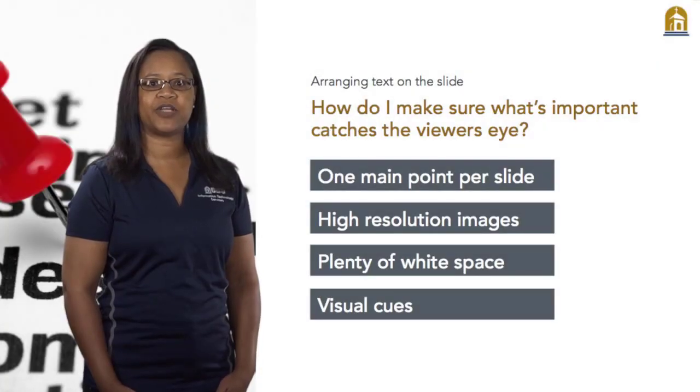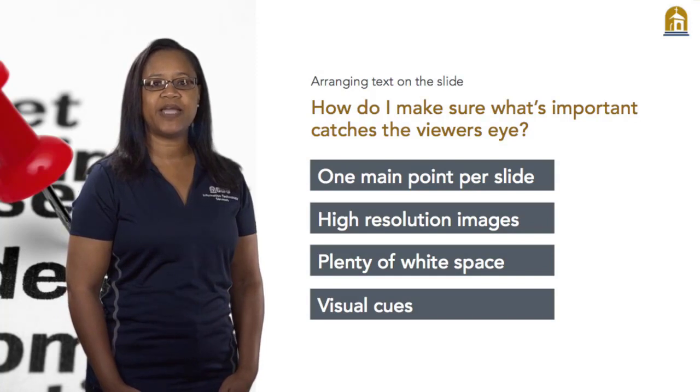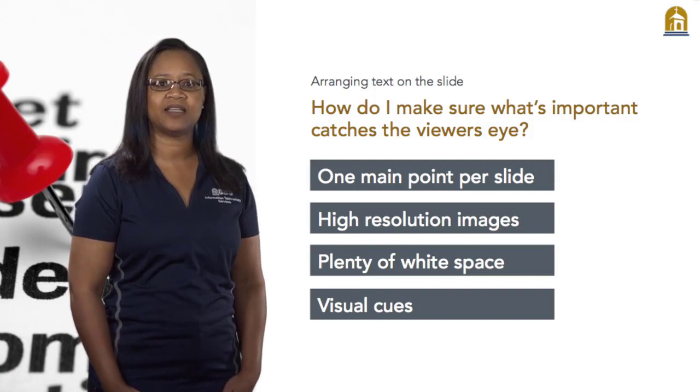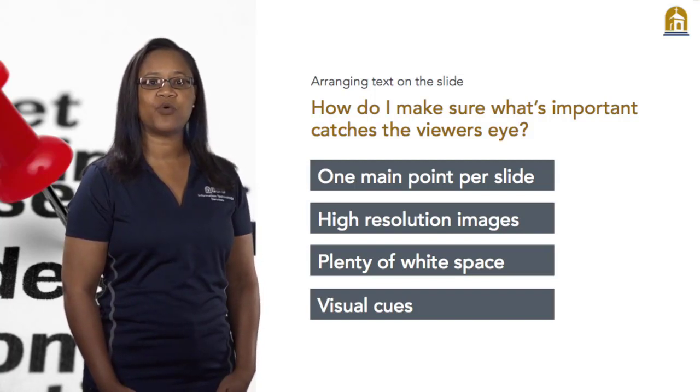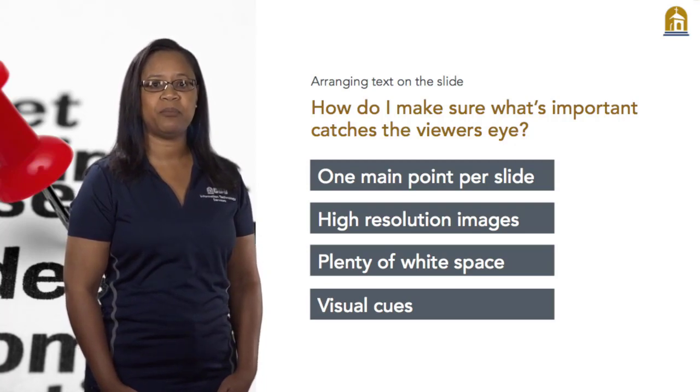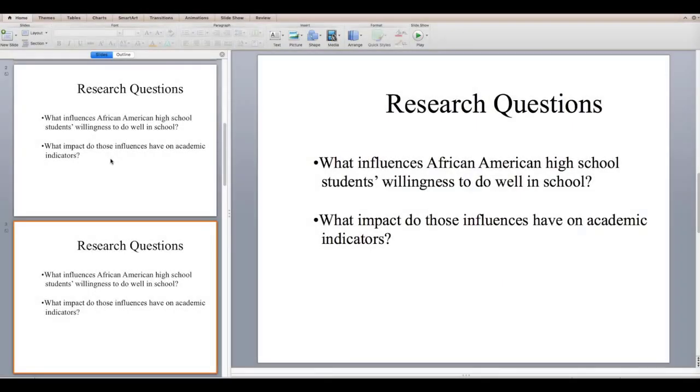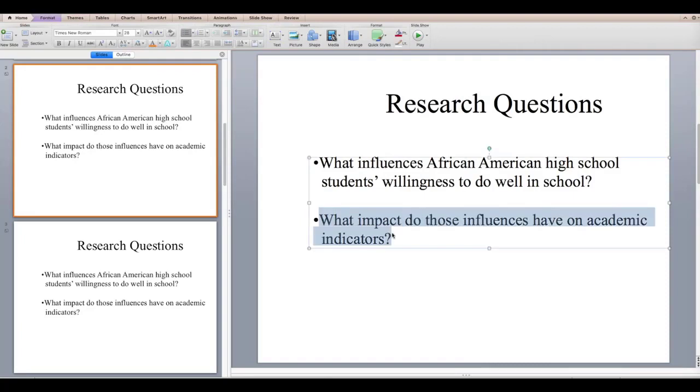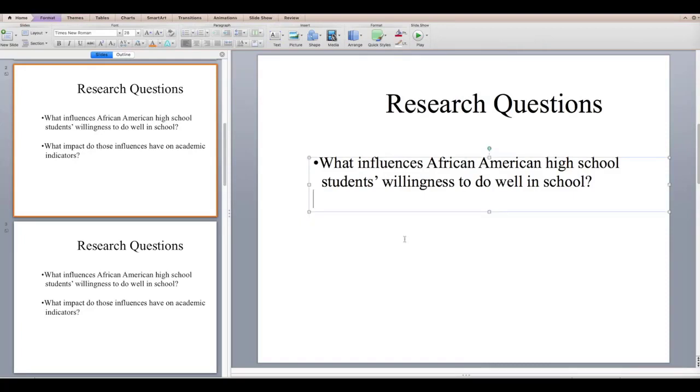And now we're ready for easy step number 4, arranging text on the slide. How will you draw the viewer's eye to the most important content on the slide? We'll do this in 4 ways. First, we'll make sure we have only one main point per slide. This may result in more slides in your presentation. However, it will not lengthen your presentation. Instead, your presentation will appear upbeat and move quickly.